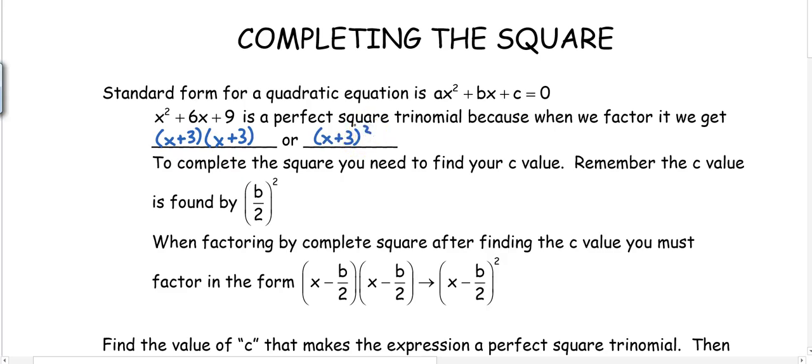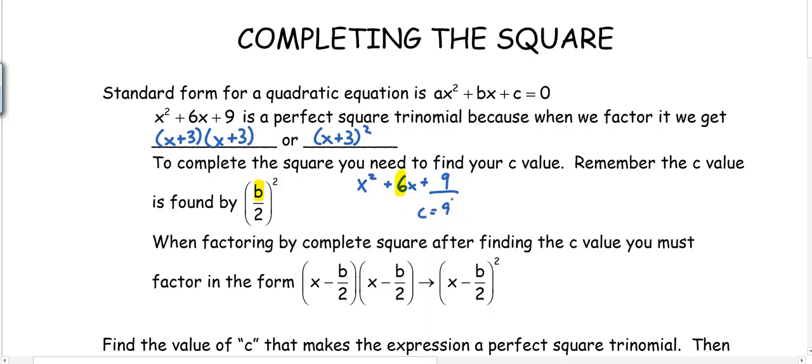To complete the square, you need to find your c value because you'll be given an equation with an ax squared and a bx. So for example, we'll get something like x squared plus 6x, and we need to find our c value. To find your c value, you're going to take your b value. Remember that the b value is always in front of the x. You're going to divide by 2. So 6 divided by 2 is 3, and then square that value to get that your c value in this case would be 9.